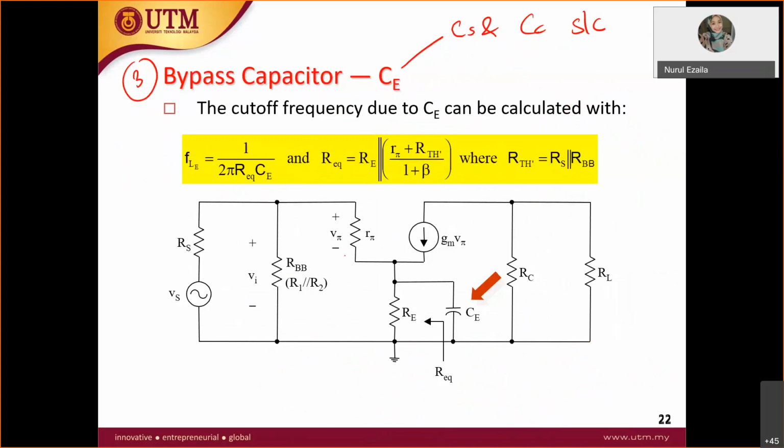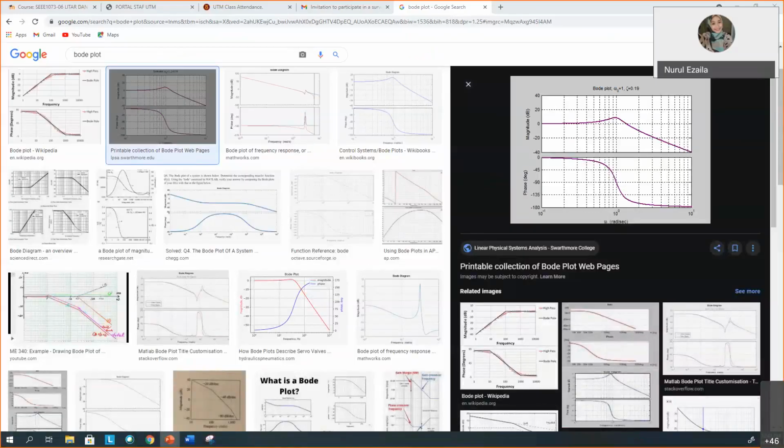Do you have any idea how to get the R equivalent? Do you still remember the unbypassed common emitter? How do you get the R equivalent over here? By using what? Still remember? Common emitter unbypassed. So to find this, we use V-test over I-test. I think I want to derive it. I have time now so that you'll be much clearer.